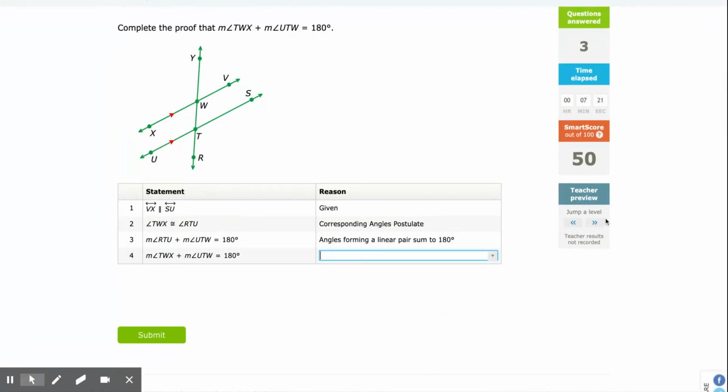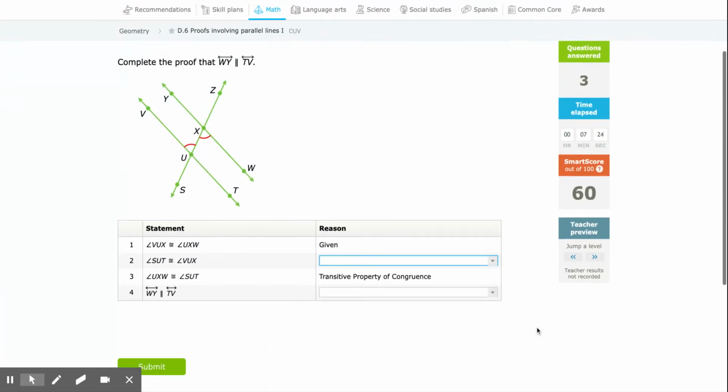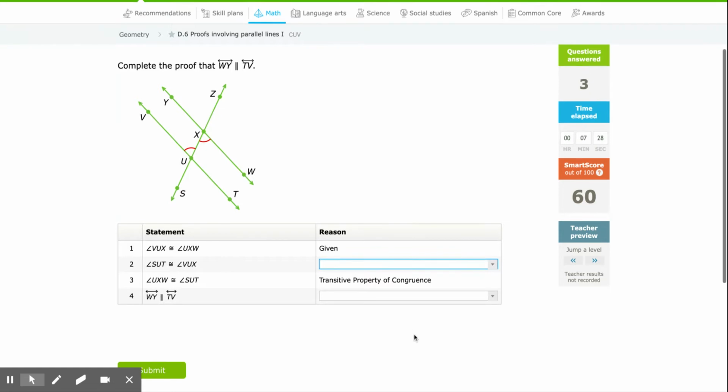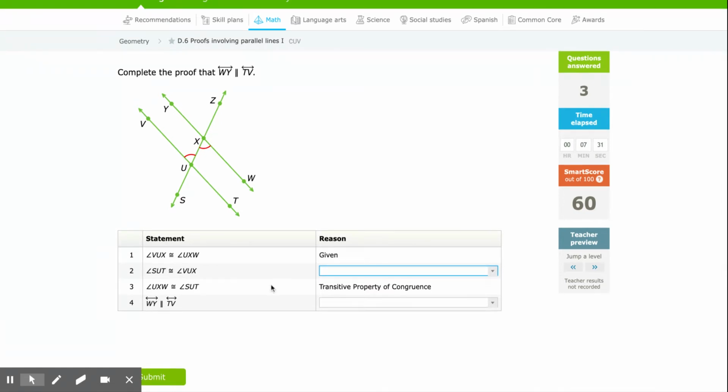Excellent, we're doing great. Now, I want to emphasize that as we move in, they're going to start giving you maybe even two things to write down, two reasons for our proof. So for instance, on this one, it says, complete the proof that the two lines are parallel. WY is parallel to TV. Prove that. And what's given is this angle here, angle VUX is congruent to angle UXW. They've marked them with little red curves. So we know those two are congruent.